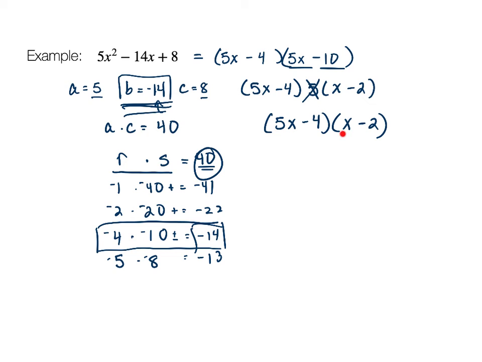And we could check it again. First terms, 5x times x, 5x squared. Negative 4 times negative 2 is the 8. Then this outside is negative 10. This is negative 4x. They add up to negative 14.